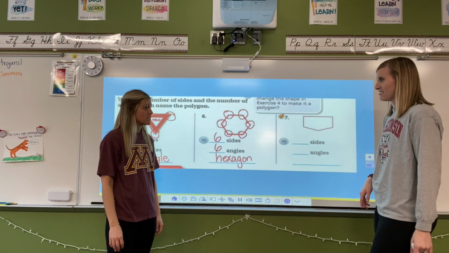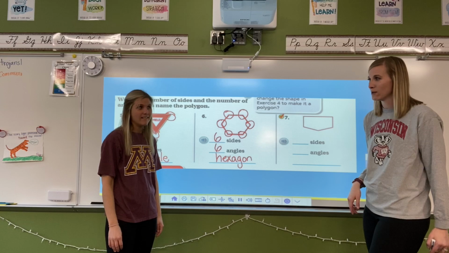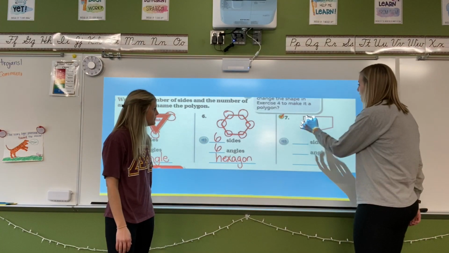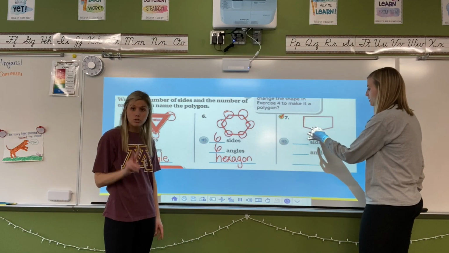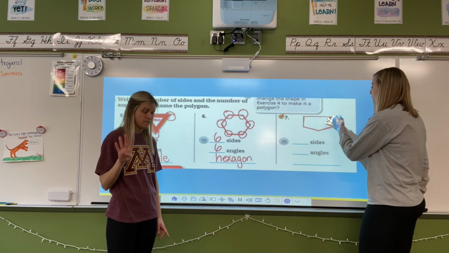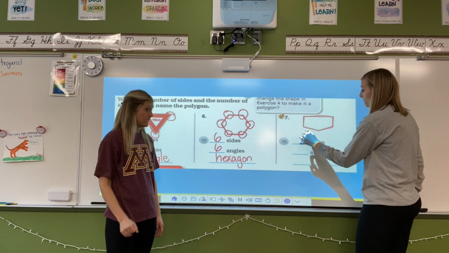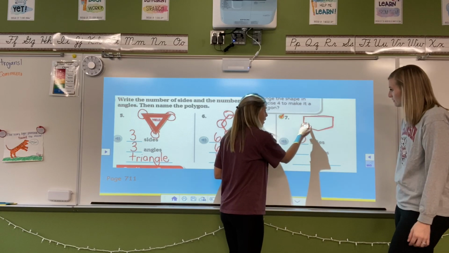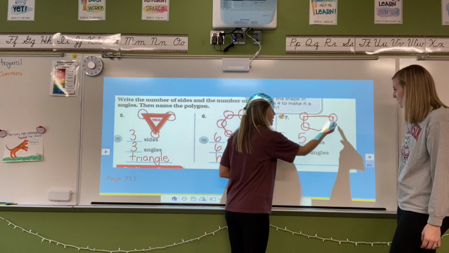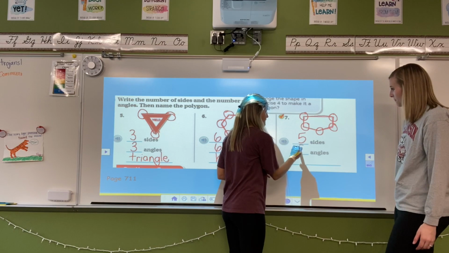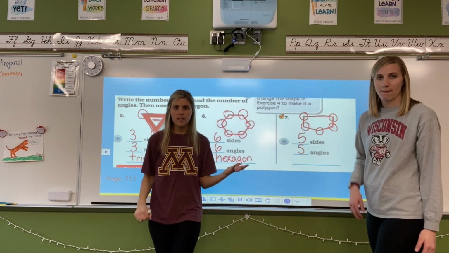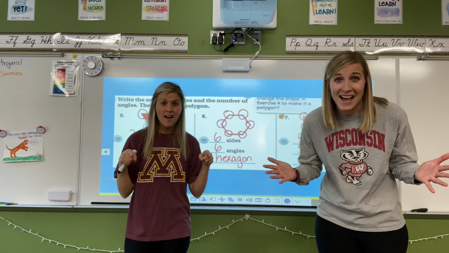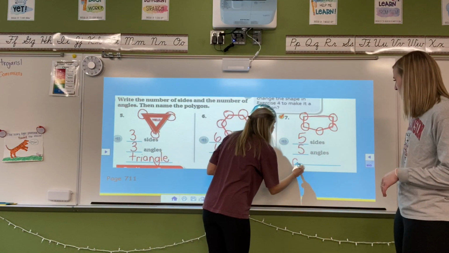All right. Number 7. Here we go. How many sides? I'll do the sides, you do the angles. I love it. Okay. Sides. 1, 2, 3, 4, 5. 5 sides. All right, let's circle those angles. I see an angle here. 1, 2, 3, 4, 5. 5 angles. If it has 5 sides and 5 angles, that makes it a pentagon. So it is a pentagon.